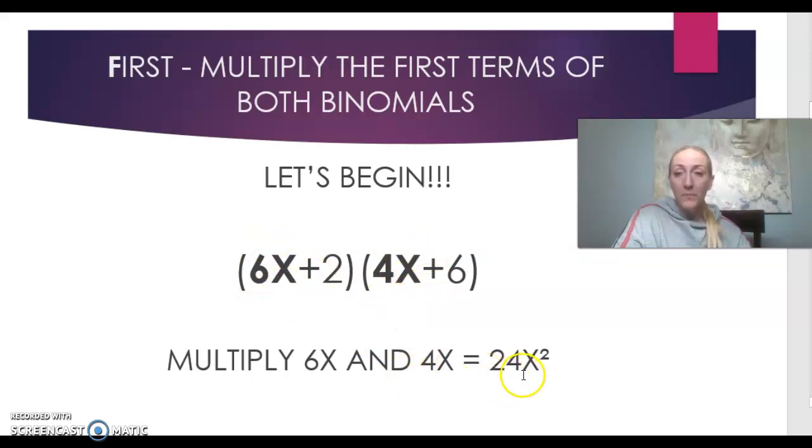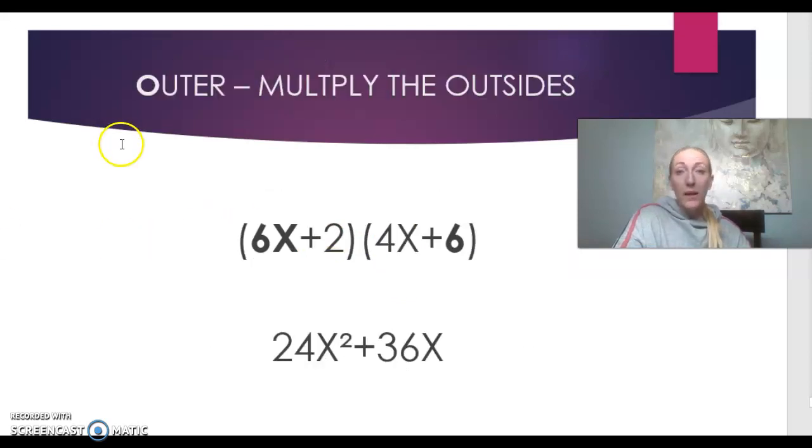That is going to equal 24x squared. You're going to multiply the 6 and the 4, 24, and the x's, x squared, x times x. Next, we're going to multiply the outer terms, which is 6x multiplied by 6, which will give you 36x, plus the 24x squared from the first slide.